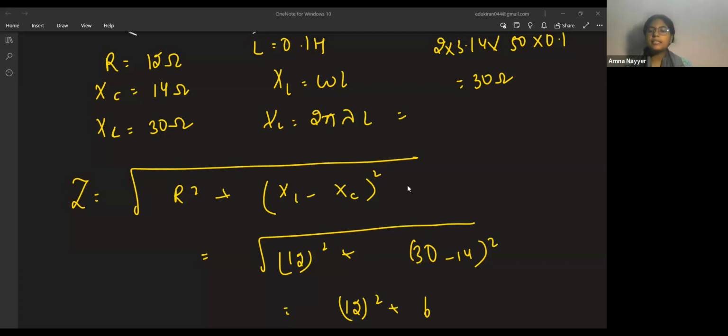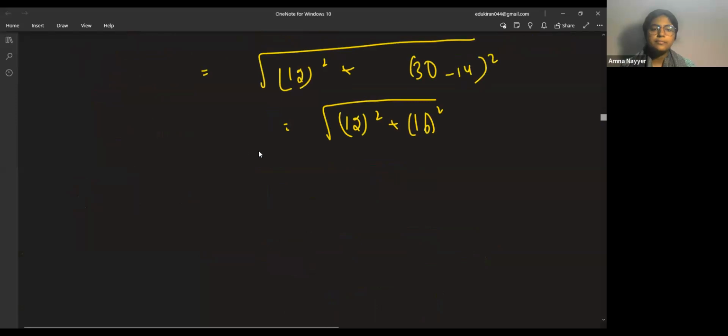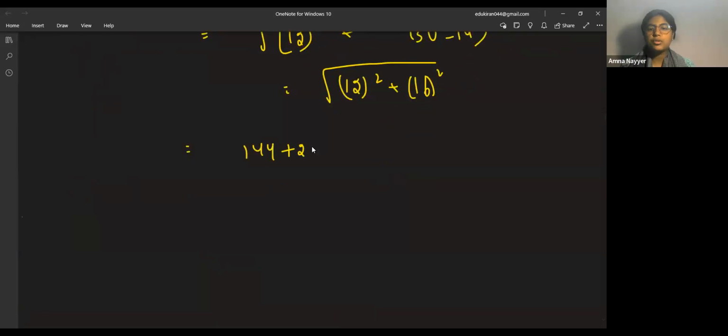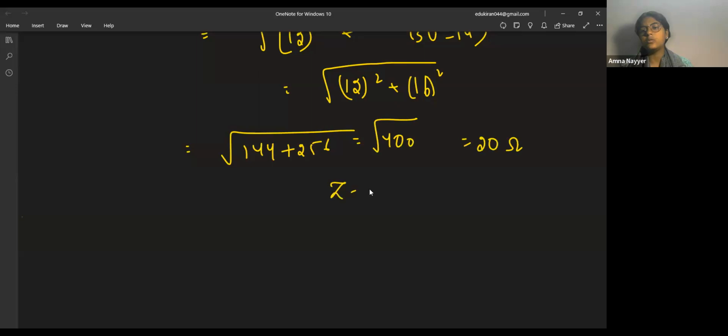So I was saying this is 30 minus 14. This is 16 square under root. This is 16, so this becomes 144 plus 256. That is root 400, and this is 20 ohms. So the value of Z is 20 ohms.